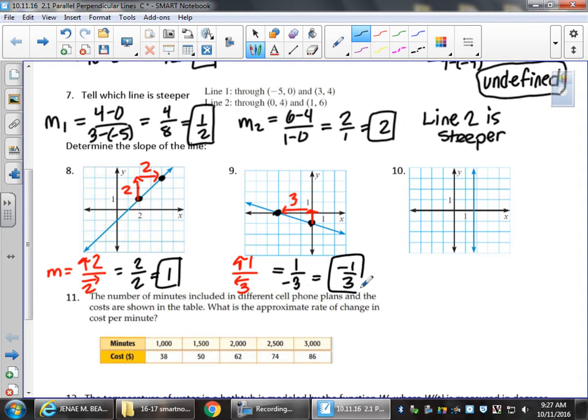Does it make sense that I got a negative result? Well, it's because you went from right to left. So no, because it's a decreasing slope. Yes, it's a decreasing line, so I should get a negative answer. Similarly, why does it make sense that this one is positive?